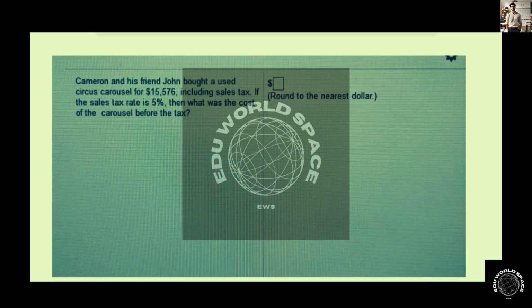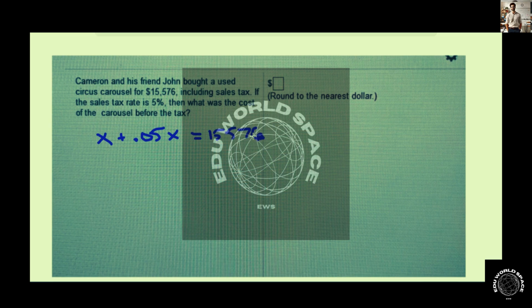Cameron and his friend John bought a used circus carousel for $15,576, including sales tax. If the sales tax rate is 5%, then what was the cost of the carousel before the tax? So we've got the cost of the carousel, and then adding a 5% tax would be 5% on that cost, and that would be equal to $15,576.